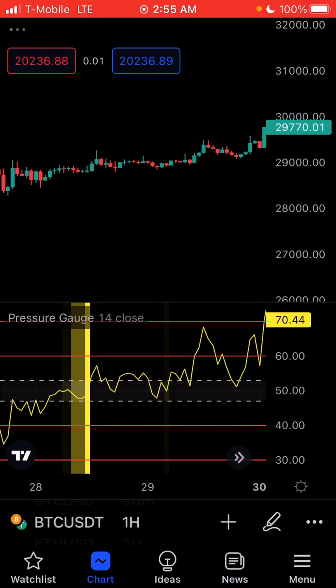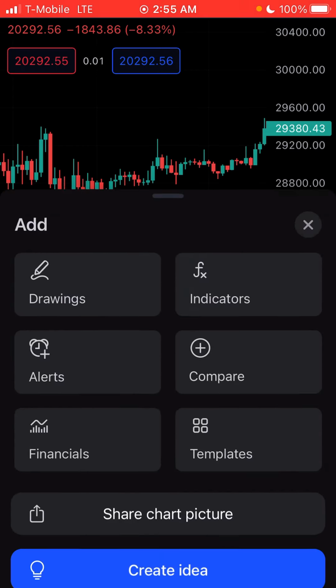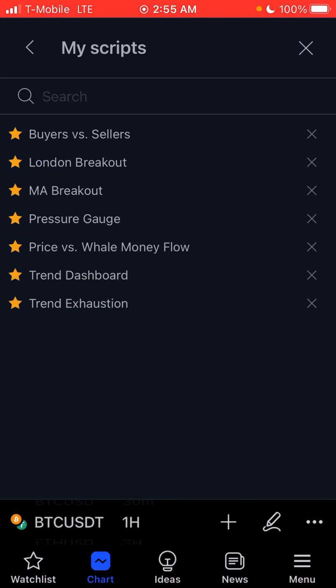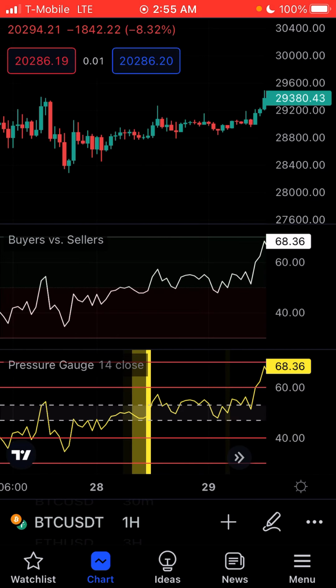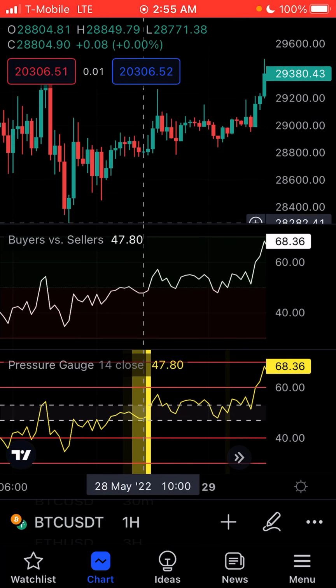And oh, here's a good one. I think, well, I don't know how good this one was going to be, but let's just see. There's buyers versus sellers and pressure gauge. Okay. So right here you can see a pretty big pressure gauge signal.